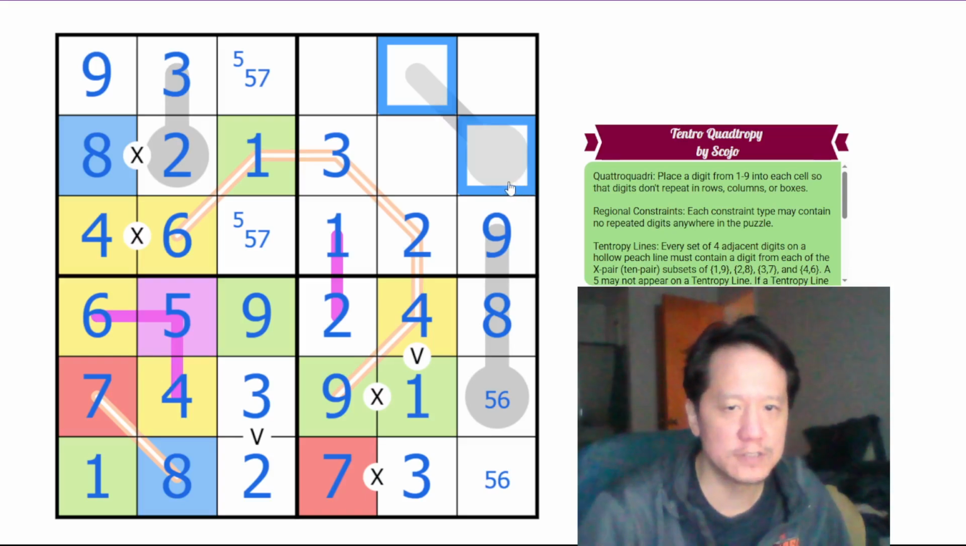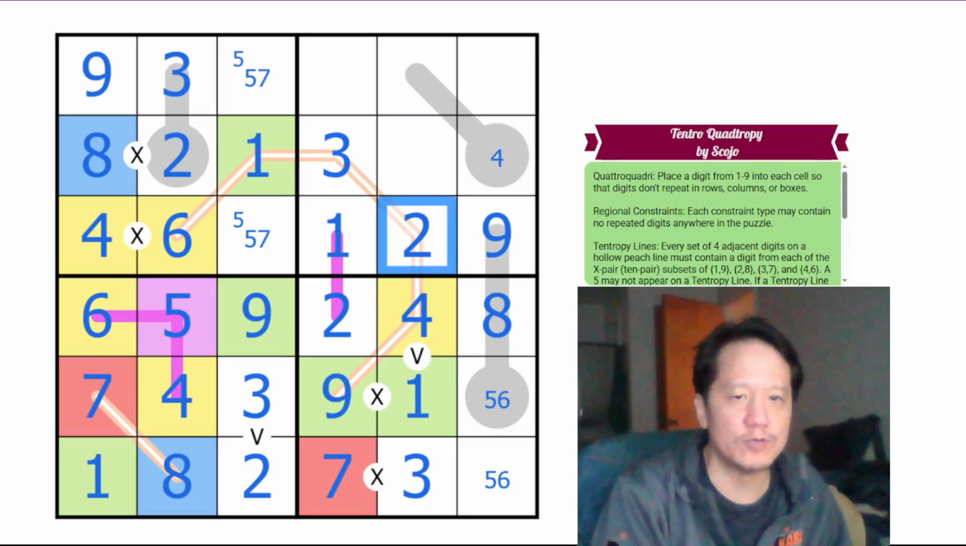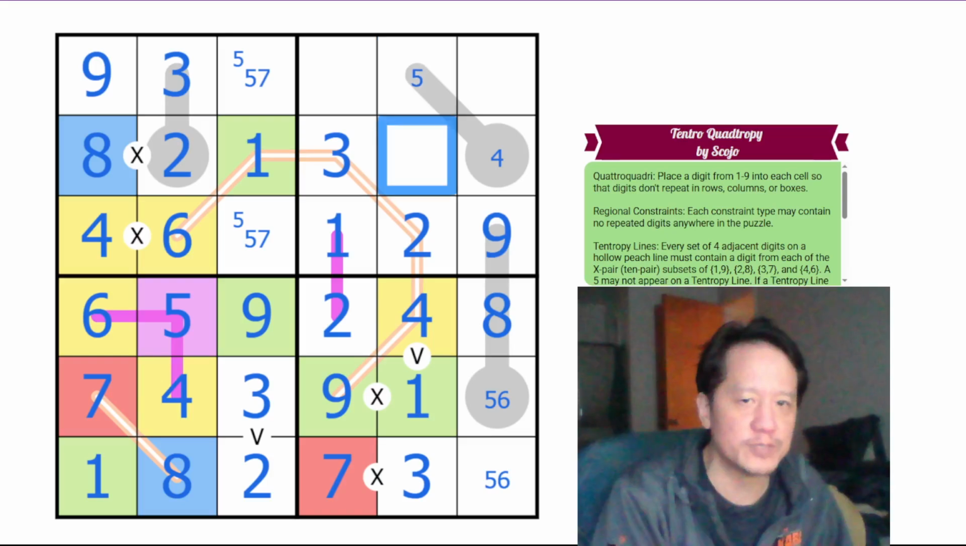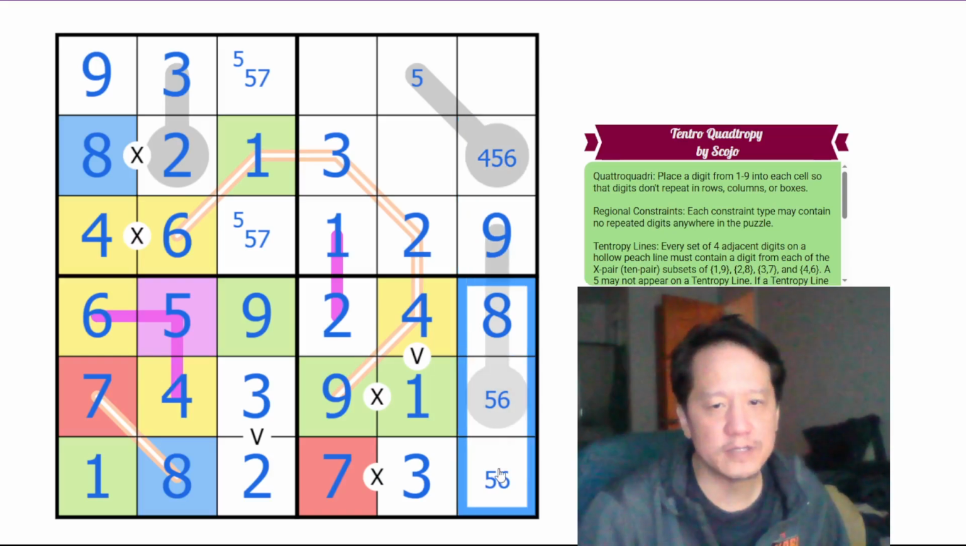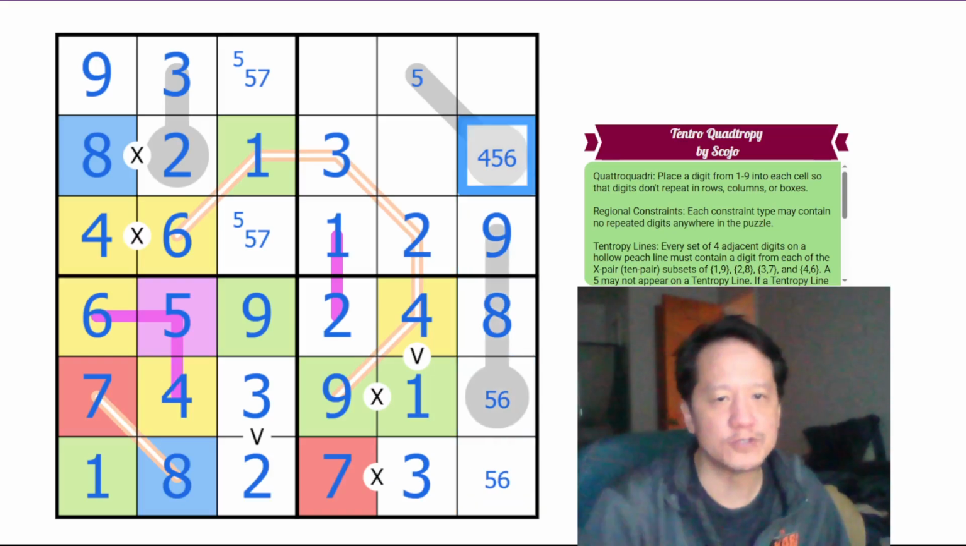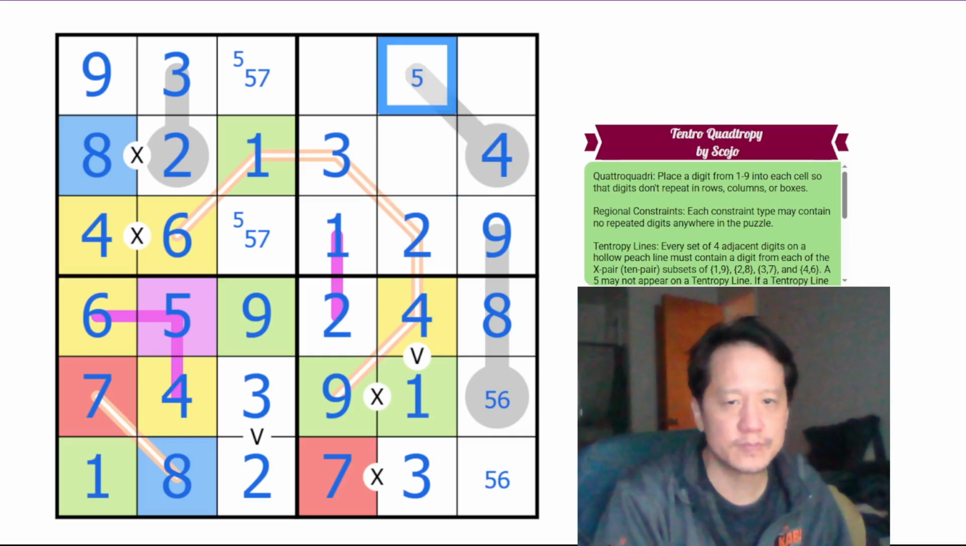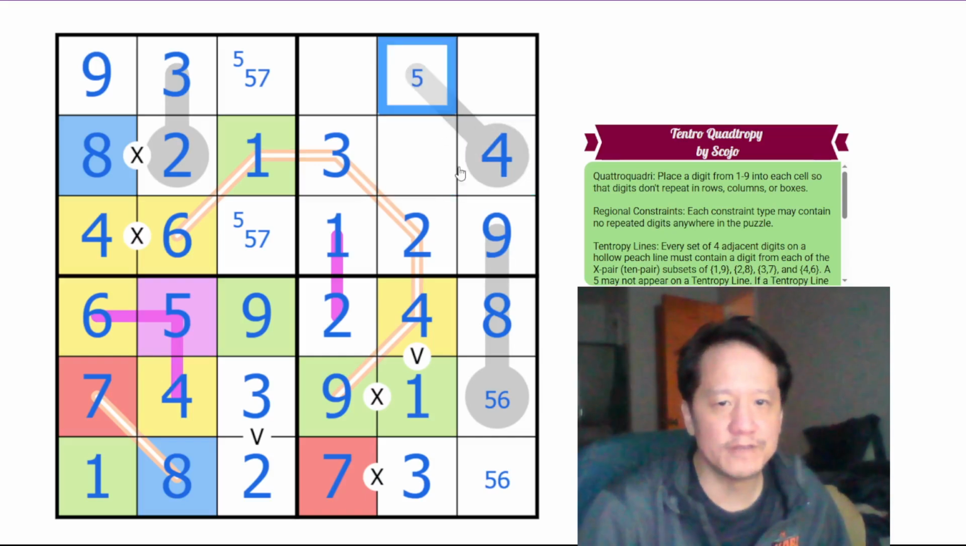Remaining digits. So this is at least a 4, because it can't be 1, 2, or 3. This is greater than it. It must be at least 5. This cannot be 8 or 9 on the thermometer. And cannot be 7. So this is 4, 5, 6. This, because of the 5, 6 pair in the column, can't be 5 or 6. So this must be 4. This is greater than 4, but cannot be 8 or 9, so this is 5, 6, or 7.